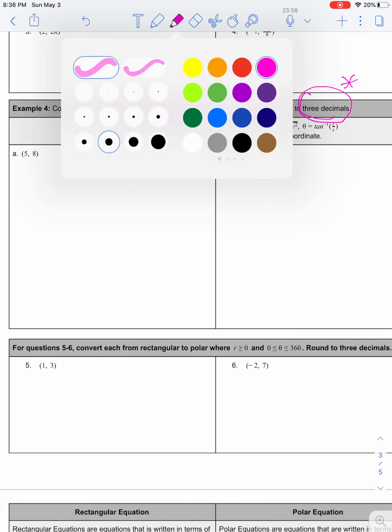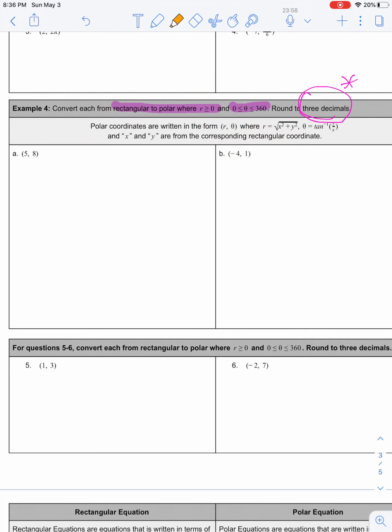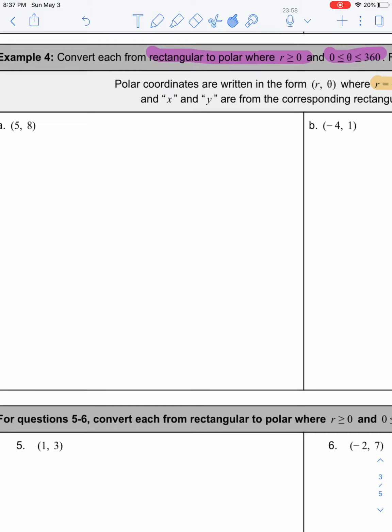The trick to this is utilizing the equations r equals the square root of x squared plus y squared, and theta equals tangent inverse of y over x. And that x and y are coming from the corresponding rectangular coordinates. So we're going to be given the x and y. We need to use those equations to come up with the corresponding polar coordinate.